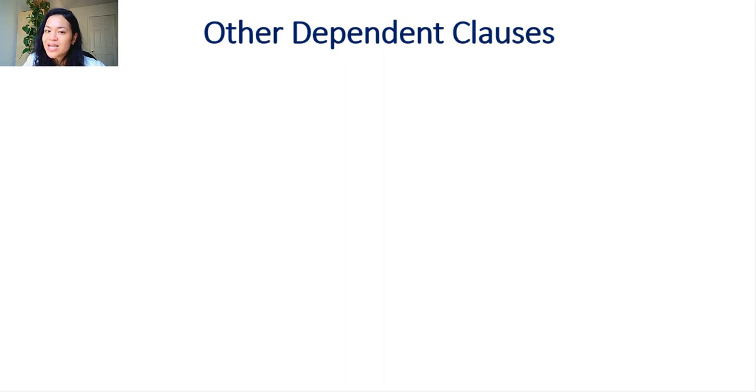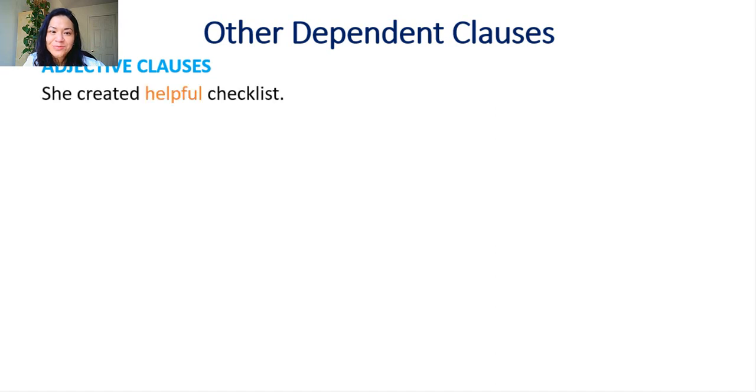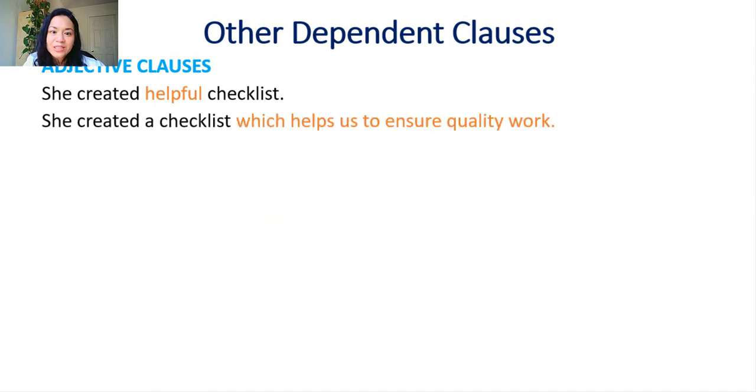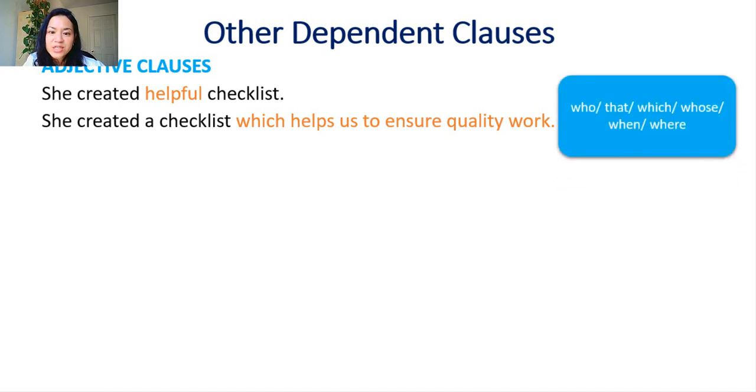Dependent clauses which act like adjectives are called adjective clauses. For example, instead of saying she created a helpful checklist, you could say she created a checklist which helps us to ensure quality in our work. Some of the words which introduce adjective clauses are who, that, which, whose, when, and where.